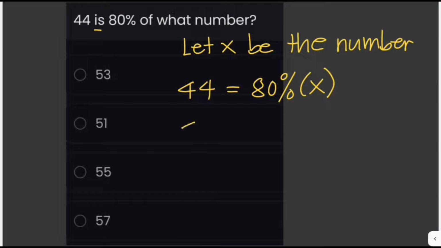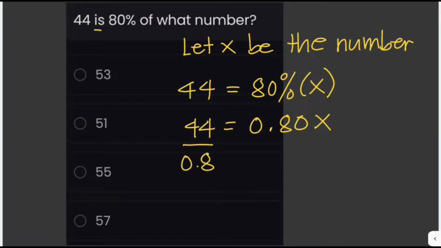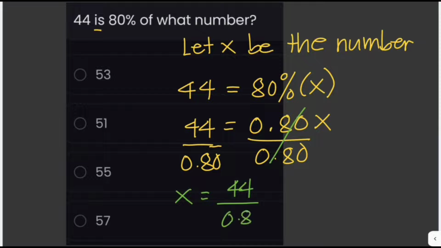And this would be 44 equals 0.80 times x. Alright, and then to solve for x, we just have to divide both sides by 0.8. This cancels out. Then we are left with 44 over 0.8, and that is just equal to 55. So 80% of 55 is 44. So this is our answer here.